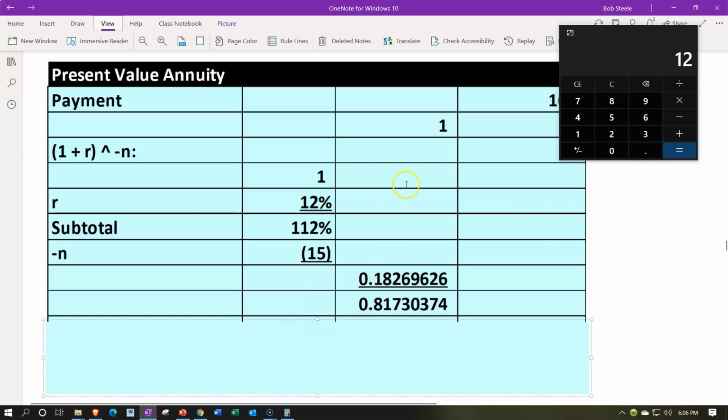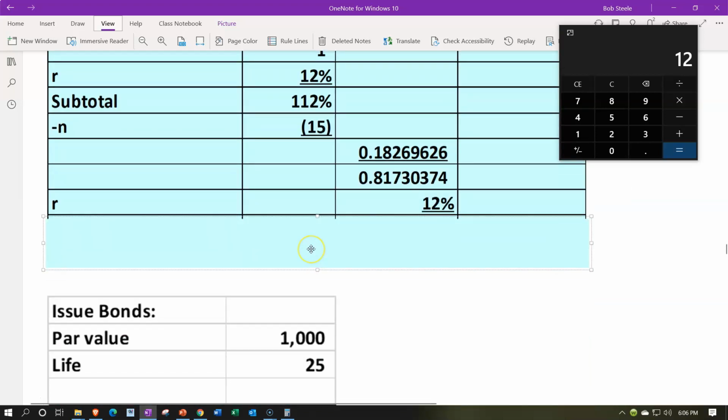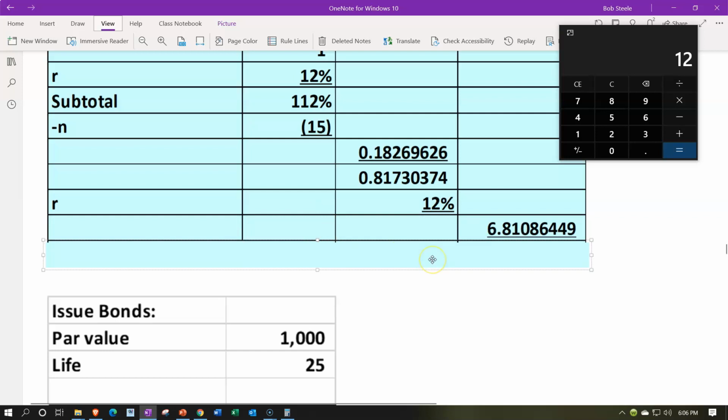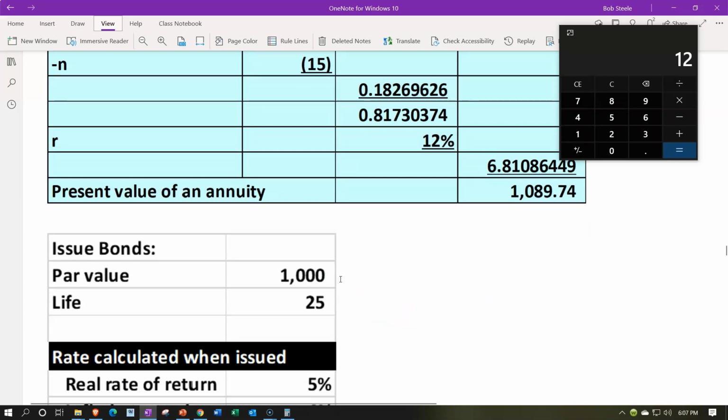0.1826926. And then if I take the 1 minus the 0.182692626, I get 0.81730374. That's the numerator, divided by the denominator, which is 12%. The 0.81730374 divided by 12%, or 0.12, gives us 6.810864449. That times the 160 gives us our answer, 1,089.74. That's going to be the present value of the annuity portion. We still need the $1,000 present value, bringing it back.